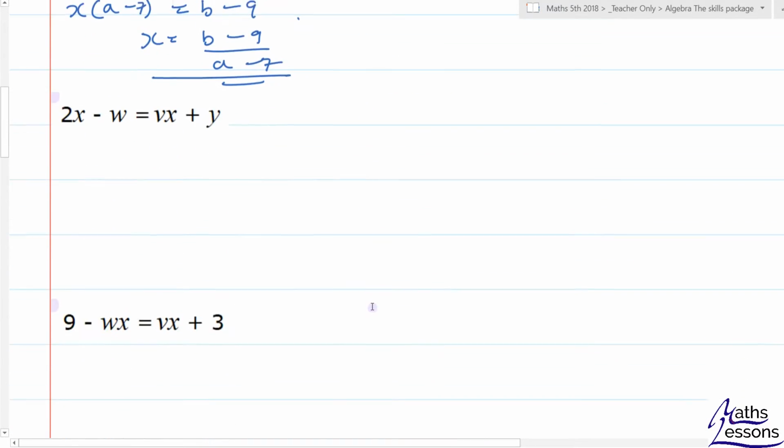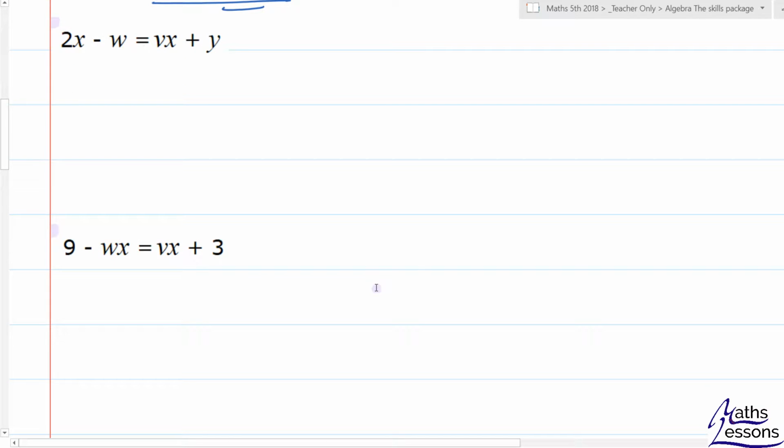So here we go. Here's two more. And you're going to need to factorise these. So see if you can knock those both off in 60 seconds.